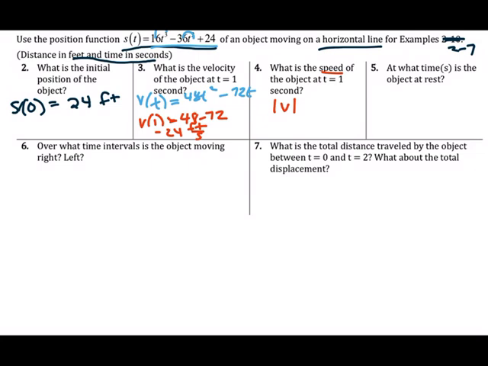Meaning we're going to look at the absolute value of the velocity, in this case, at 1 second. Well, we just found that here. If we make it positive, which we are doing because we're taking the absolute value, we get 24 feet per second.